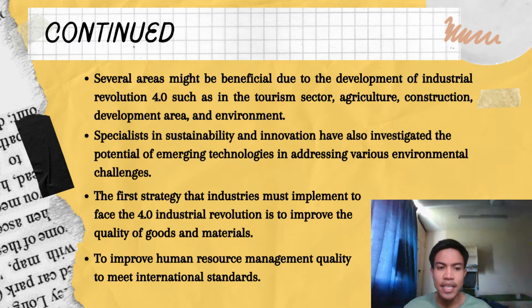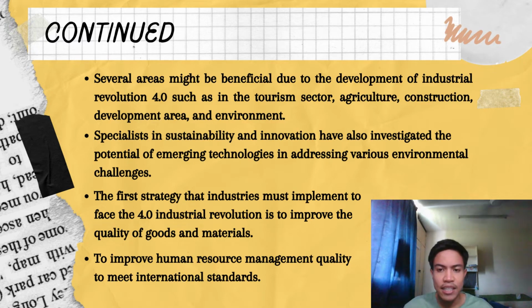Specialists in sustainability and innovation have also investigated the potential of emerging technologies in addressing various environmental challenges. Artificial intelligence offers numerous opportunities for addressing global environmental issues like climate change, ocean health, and flood management. This can reduce power supply unpredictability while improving the effectiveness and balancing of renewable power.